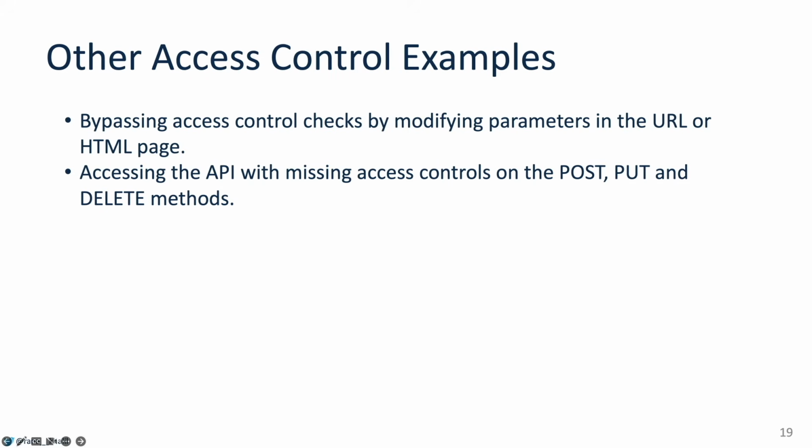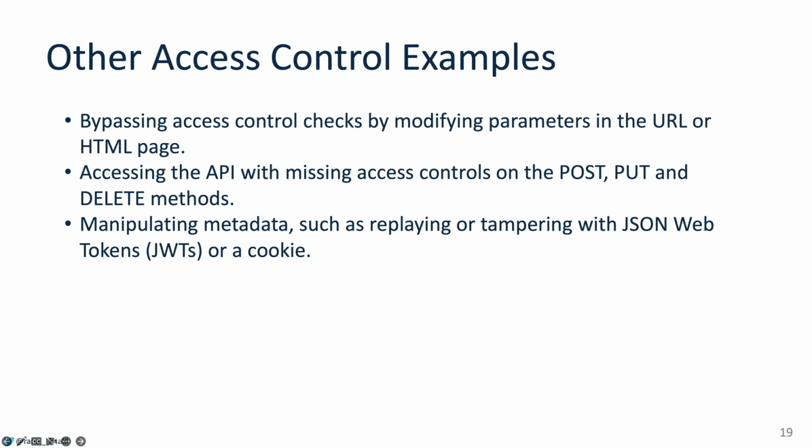That's where you implement access control on one method, but forget to implement it on another method. Again, that's something that we'll see in the lab videos. Third is manipulating metadata, such as replaying or tampering with JSON web tokens or a cookie. We'll see the cookie example in one of the labs.